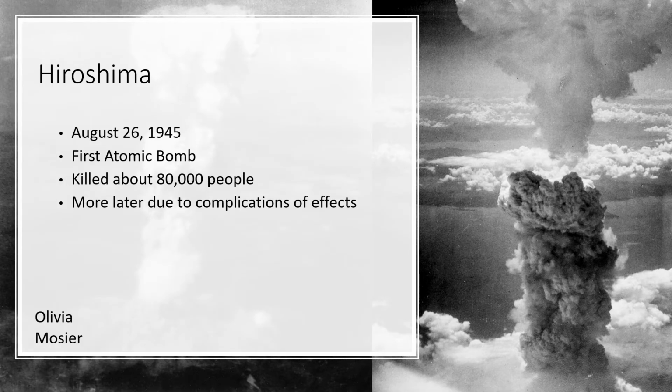August 26, 1945, the first bomb was dropped on Hiroshima. It killed about 80,000 people who were mostly civilians. Many more people died later due to complications of the effects of the atomic bomb.